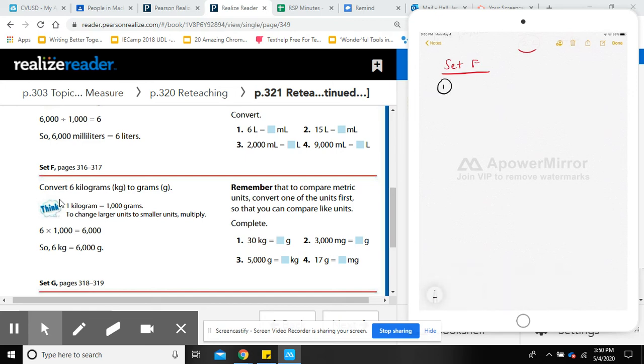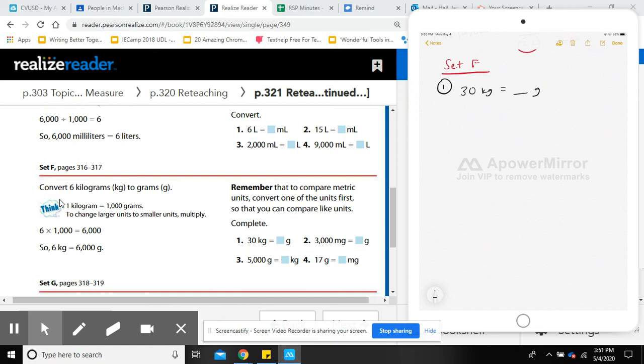So let's look at number 1. Mass, for metric units, is going to be kilograms and grams. And 1 kilogram is equal to 1,000 grams. And so let's see if we can convert some of these. So we have 30 kilograms is equal to how many grams?